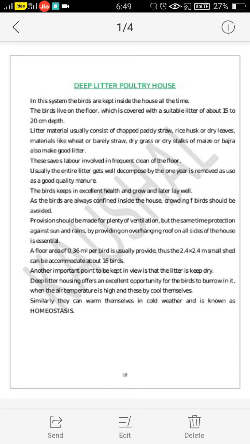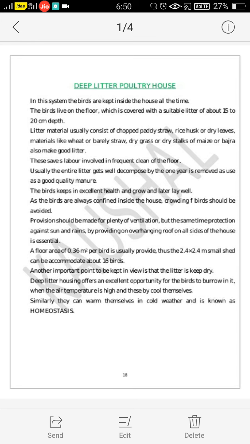In this house, the birds are kept inside the house at all times. The birds lie on the floor, which is covered with suitable litter of about 15 to 20 centimeter depth. Litter material usually consists of chopped paddy straw, rice husks, or dry leaves. Materials like wheat or barley straw, dry grasses, or dry stalks of maize or bajra also make a good litter.